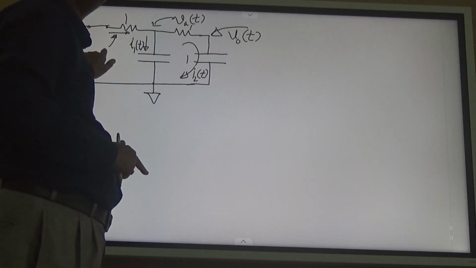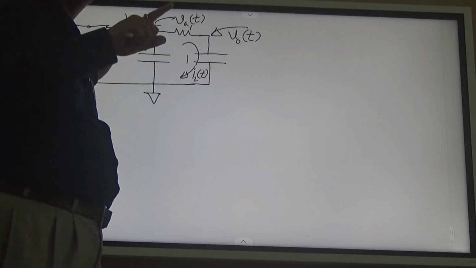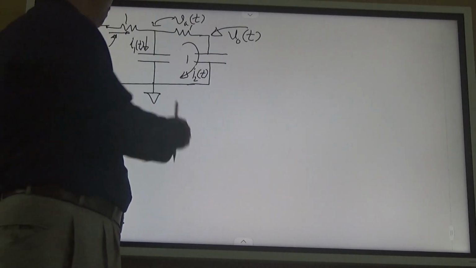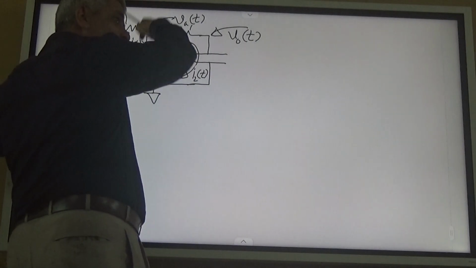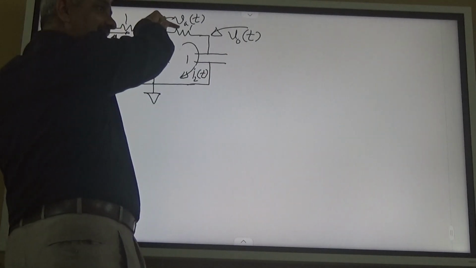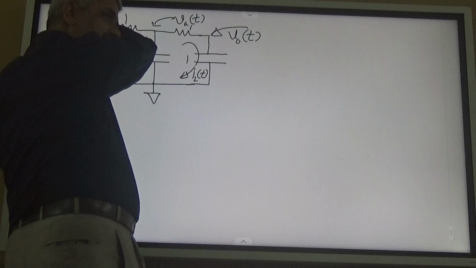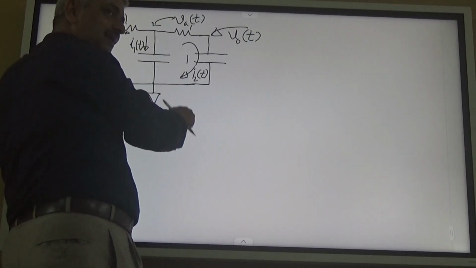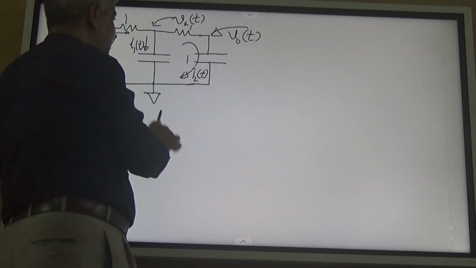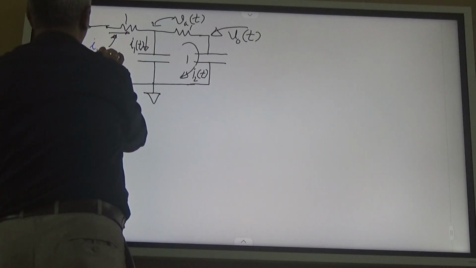What is this? Both currents at this node are outgoing, and this one is incoming. So current incoming equals current outgoing. The outgoing currents are I1T plus I2T, so this is I1T plus I2T.